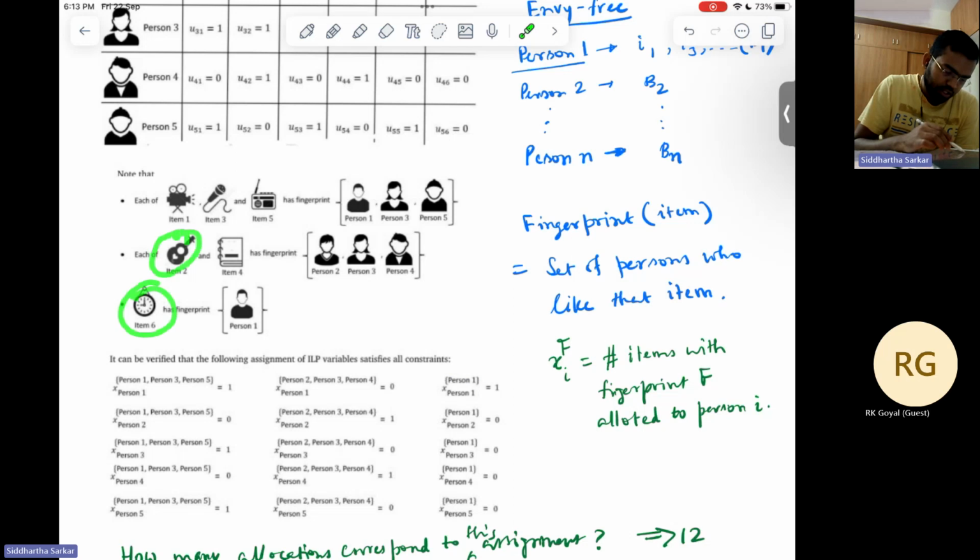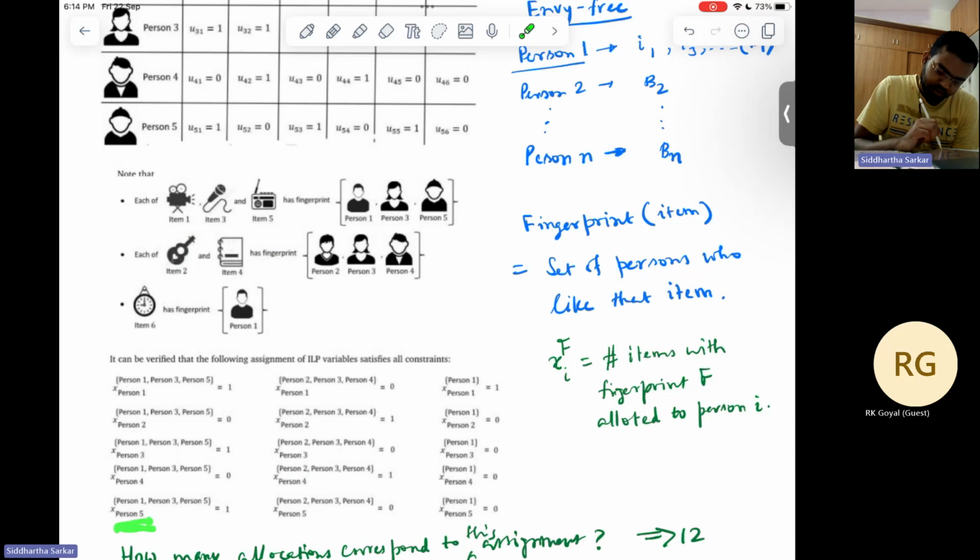So the clock is gone, the guitar is gone, the camera is gone, so we're left to allocate these three items. So person 3 gets what? He gets one of these two. So maybe he gets a mic and nothing else. Person 4 gets what? He gets one of these two. The guitar is already given to person 2, so person 4 gets the notebook.